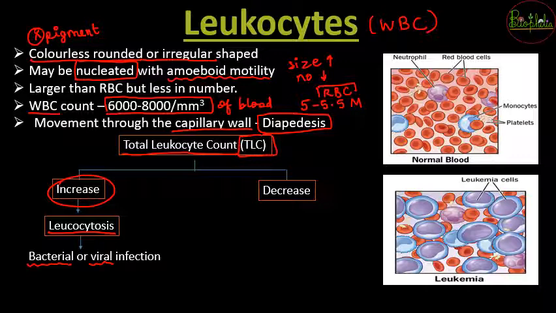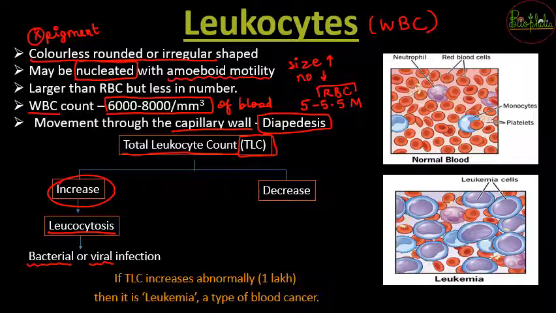But you have continuous increase of WBCs, so that condition is abnormal. और abnormal increase जब होता है, that is if the count comes across 1 lakh, होना कितना चाहिए था? It should be 6,000 to 8,000, पर उसकी जगह पे अगर 1 लाख तक इंक्रीज हो जाता है, so that is called the condition as leukemia.